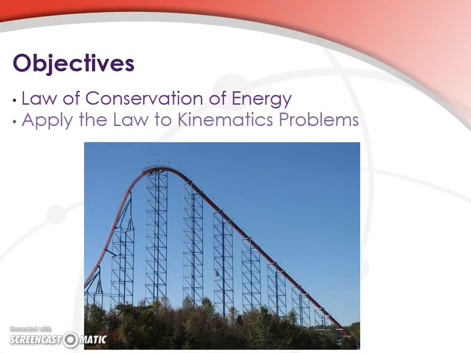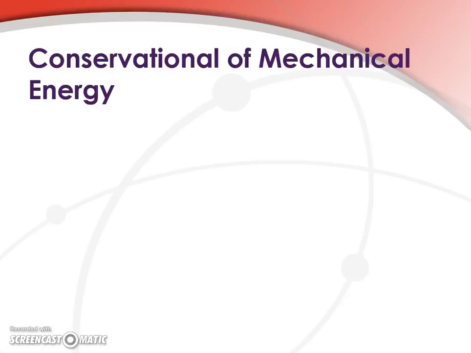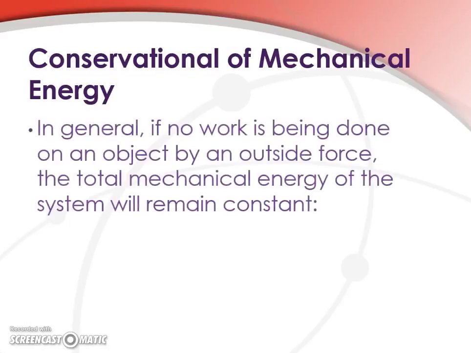So we're going to talk about the law of conservation of energy, and we're going to apply that to kinematics problems we previously solved using our kinematics equations. Okay, so from last week, we have conservation of mechanical energy. What we're saying is that if you don't do any work on an object by an outside force, then the total mechanical energy of the system is going to remain constant. We can refer to that as delta E equals 0, or the sum of the gravitational potential energy plus the kinetic energy at any time is equal to the sum at any other time.